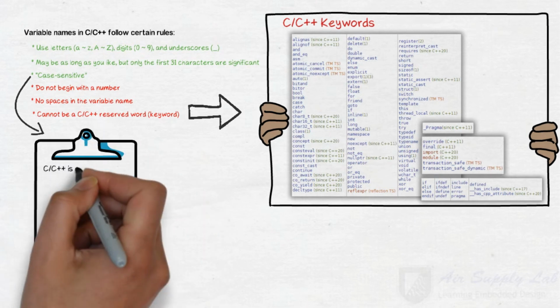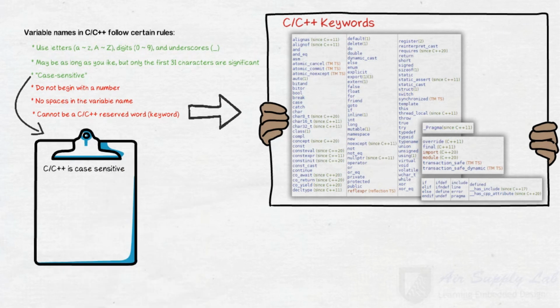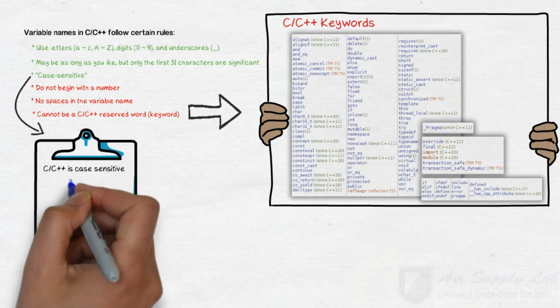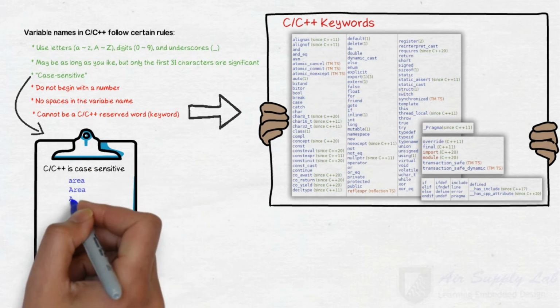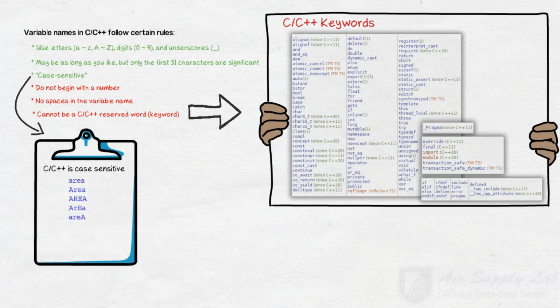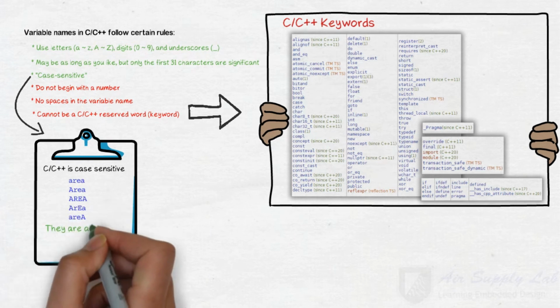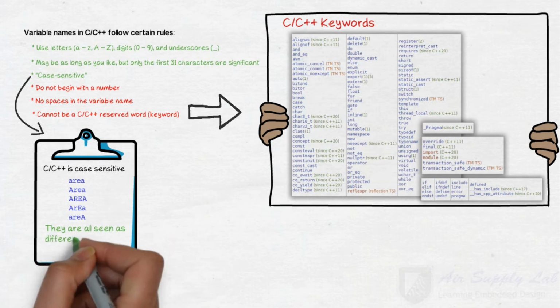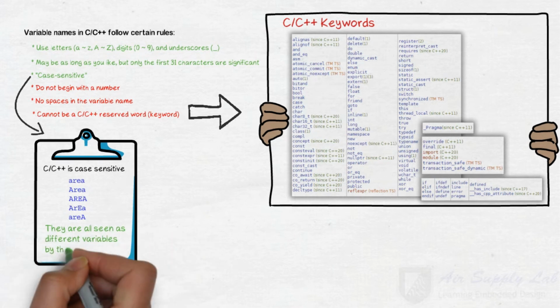C is case sensitive. Here we list some different ways to write area. They are all seen as different variables by the compiler.